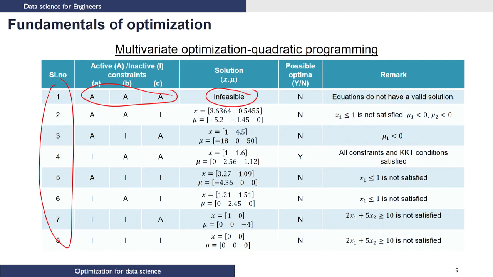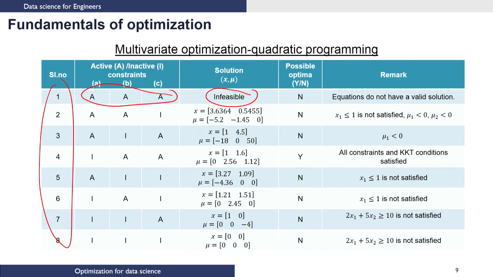Let us look at some other condition here. Let us pick for example row 5. If you look at row 5, we have made a choice that the first constraint is active, the second constraint is inactive, and the third constraint is inactive. That basically means the first constraint is equal to 0, the second and third constraints have to be less than or equal to 0, which needs to be tested after we go through the solution process.